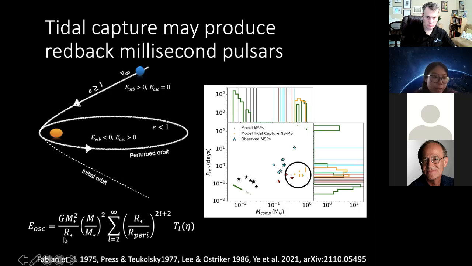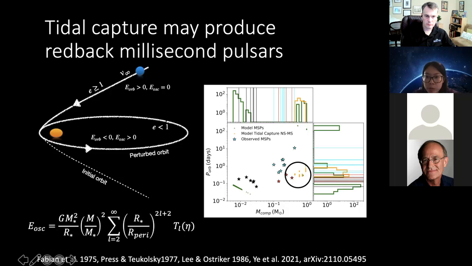And the oscillation energy is calculated with this equation here. So it depends on the mass and the radius of the main sequence star, the mass of the neutron star, and also the inner structure of the main sequence star. And after tidal capture, I immediately circularize the binary orbits so that they are bound and become a circularized binary in a tight orbit.